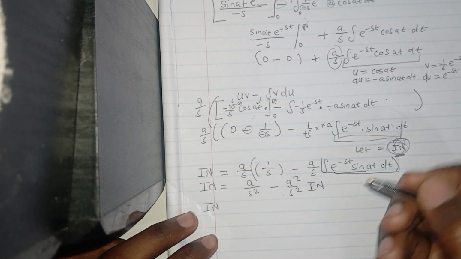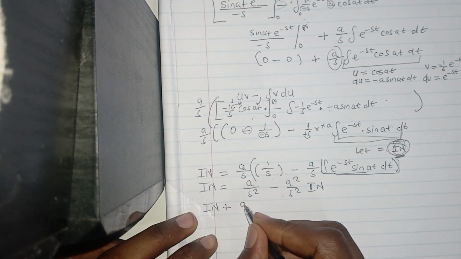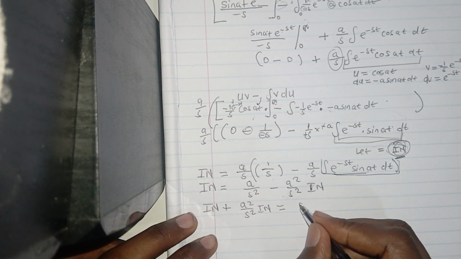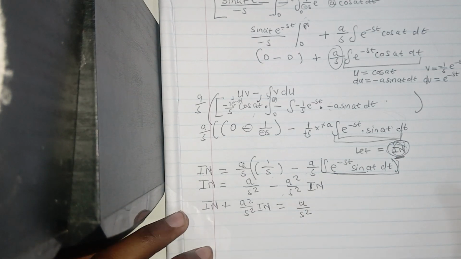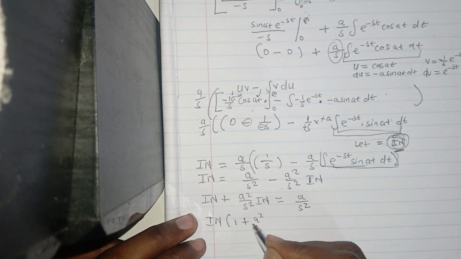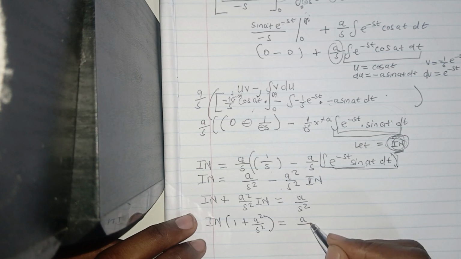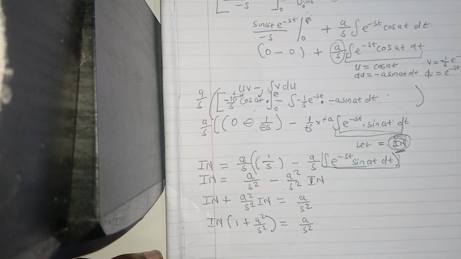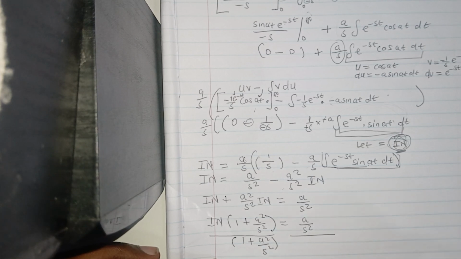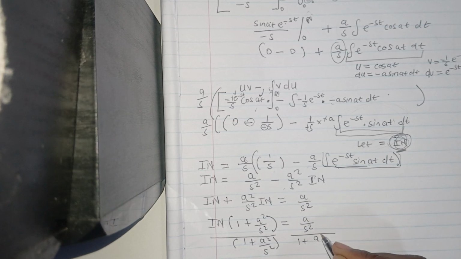We can just take this to that side, so it will be plus a squared over s squared I_n is equal to a over s squared. Now we'll factor this out. I_n times 1 plus a squared over s squared is equal to a over s squared. From there we have to divide both sides by this. I don't know if it's a good idea, but anything for maths. Now 1 plus a squared over s squared.